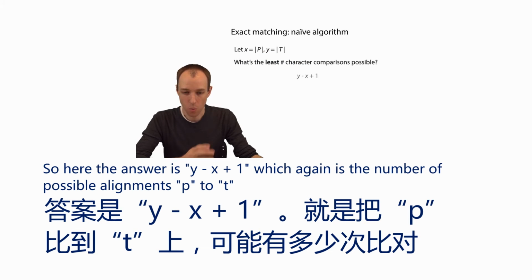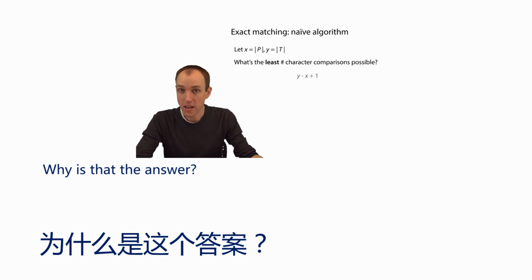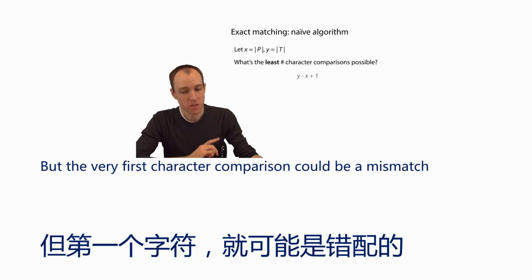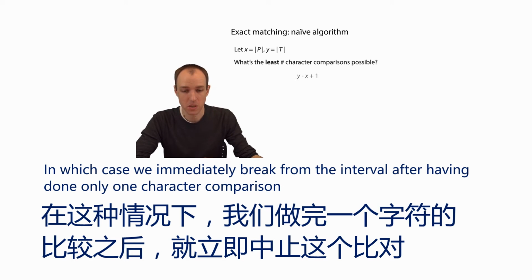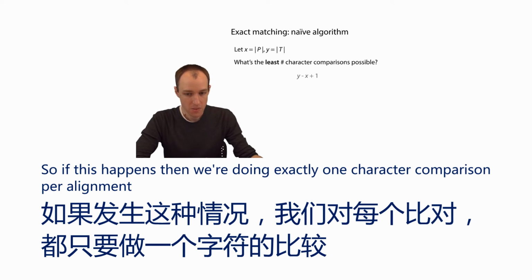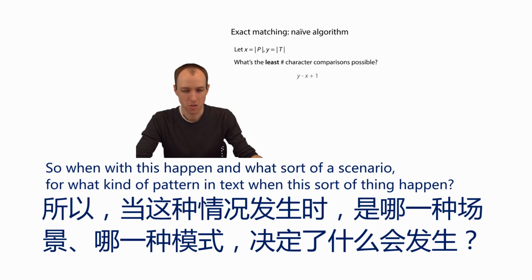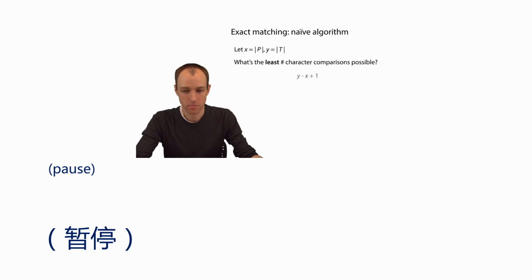Here's another question. What's the least number of character comparisons that are possible? Here the answer is y minus x plus 1, which again is the number of possible alignments of P to T. Why is that the answer? For each alignment, we're going to do at least one character comparison, but the very first character comparison could be a mismatch, in which case we immediately break from the inner loop after having done only one character comparison.